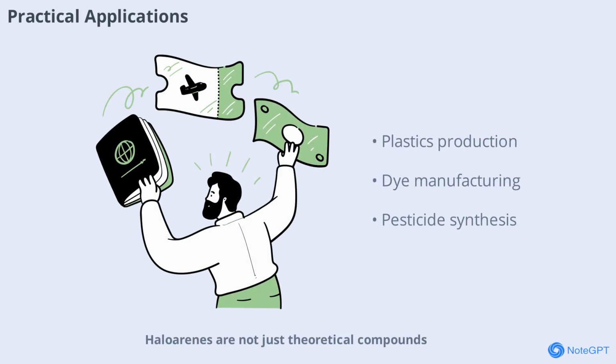Halogens are not just theoretical compounds, they have practical applications in everyday life. From the production of plastics and dyes to their use in pharmaceuticals and pesticides, halogens are integral to many industries. Understanding their practical uses helps connect classroom learning to real-world applications.